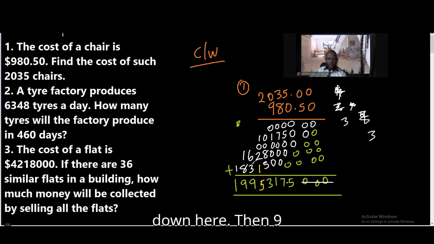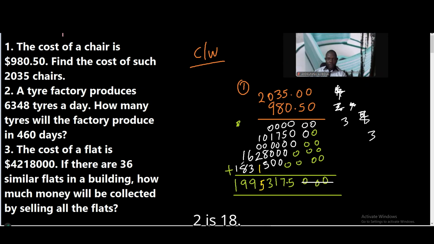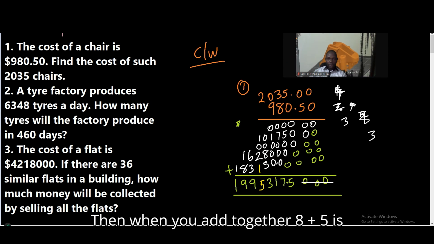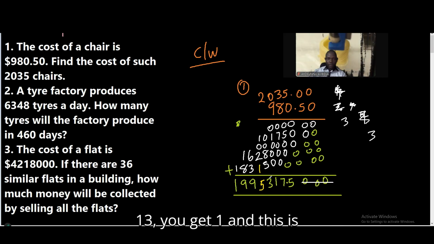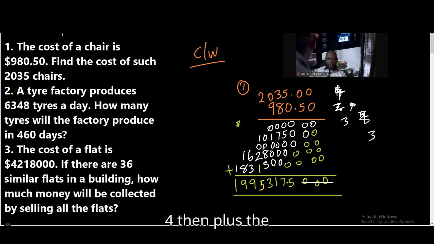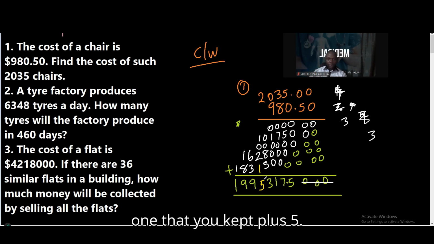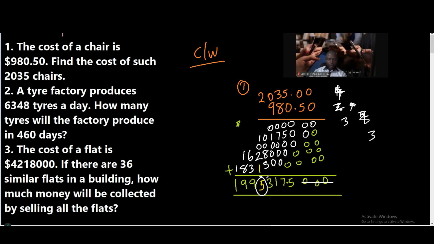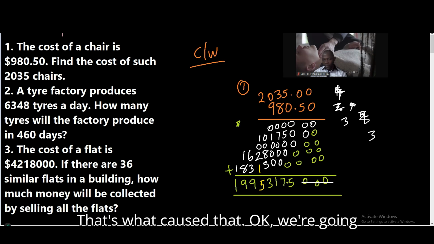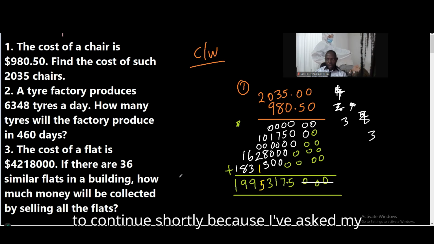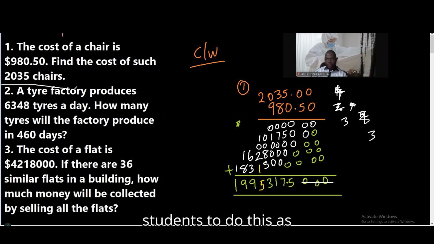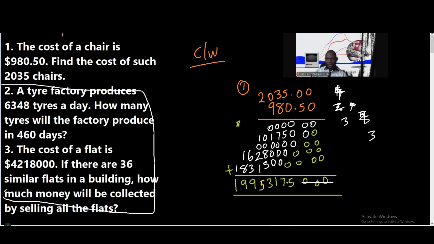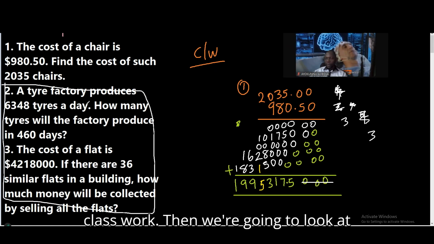You put the 3 down here. Then 9 times 2 is 18. Then when you add together 8 plus 5 is 13. You keep 1. Then this is 4. Then plus the 1 that you kept, that's 5. And that's what caused that. Okay, we're going to continue shortly because I've asked my student to do this as classwork. Then we're going to look at it together.